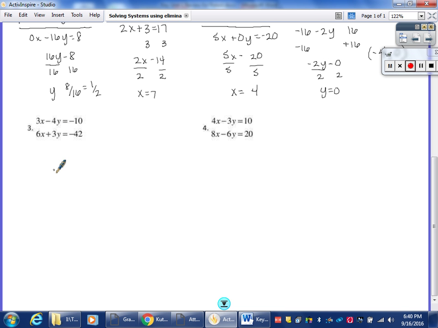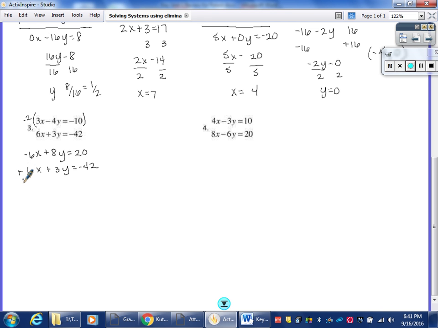All right, guys. Looking at number 3, I need to eliminate one of these variables, and I notice that I have 3x here and 6x here. I can easily make that 3x into a negative 6x, and so I'm going to do that by multiplying this top equation by negative 2. And I'm going to rewrite my system when I do that. So this is negative 6x plus 8y is equal to 20. And this is 6x plus 3y is equal to negative 42.